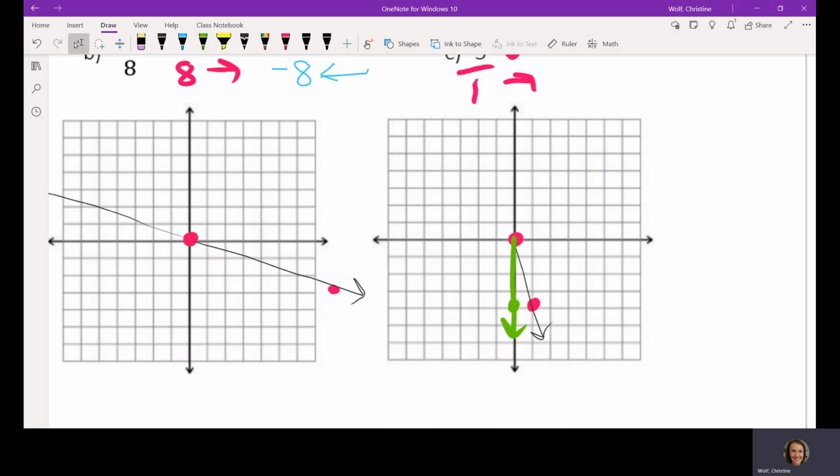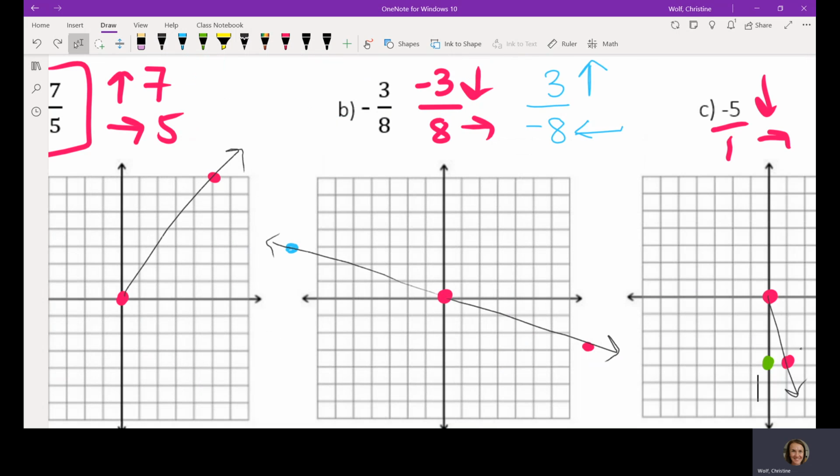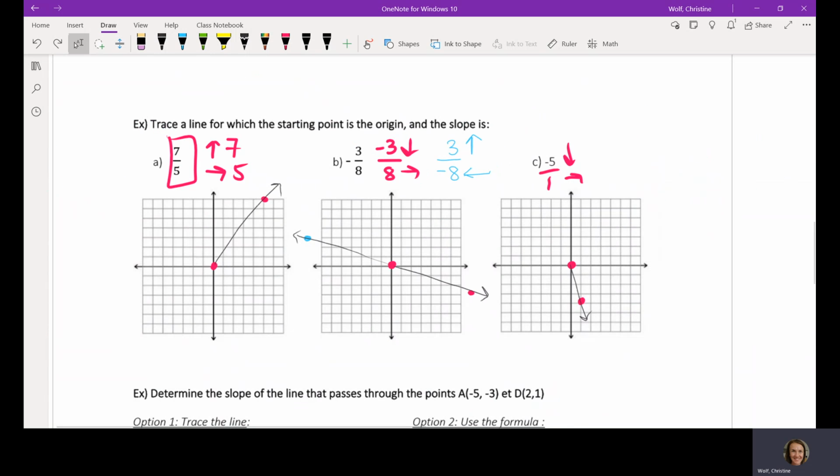Something's wrong. Okay, so we always have to remember that a -5 is actually -5 over 1. And we have to just go one little unit to the right. And there's your slope of -5.